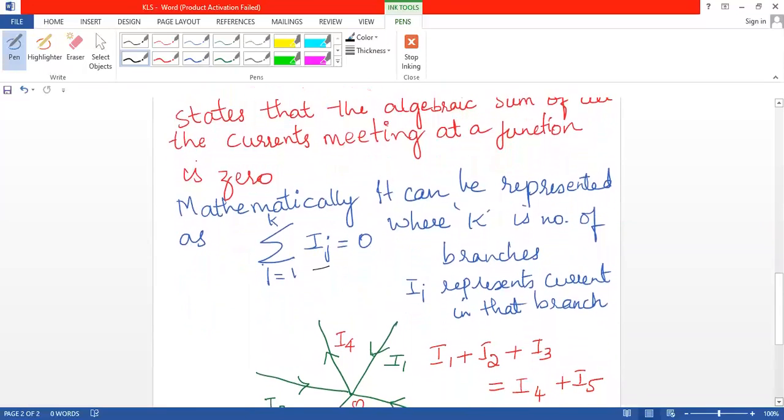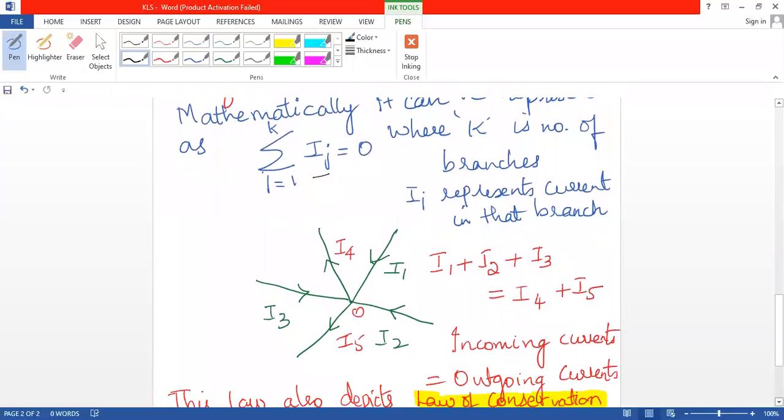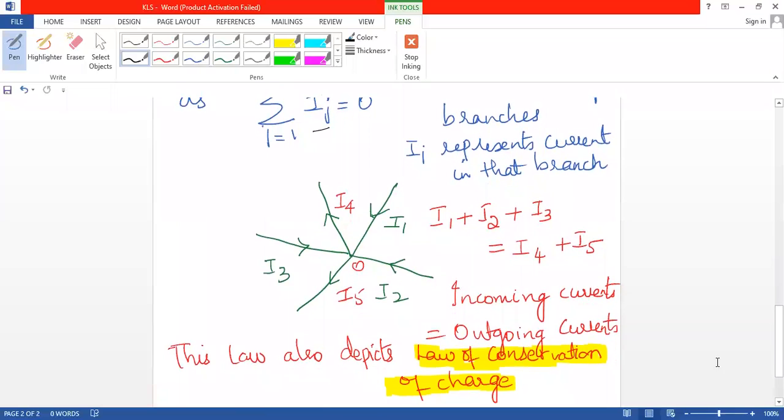Let us take an example for illustration. Let me consider a junction O where the branches with currents I1, I2, I3, I4 and I5 meet. Now according to KCL, the algebraic sum of all these currents is 0. The other way we can state it is that the incoming currents are equal to the outgoing currents from the junction.